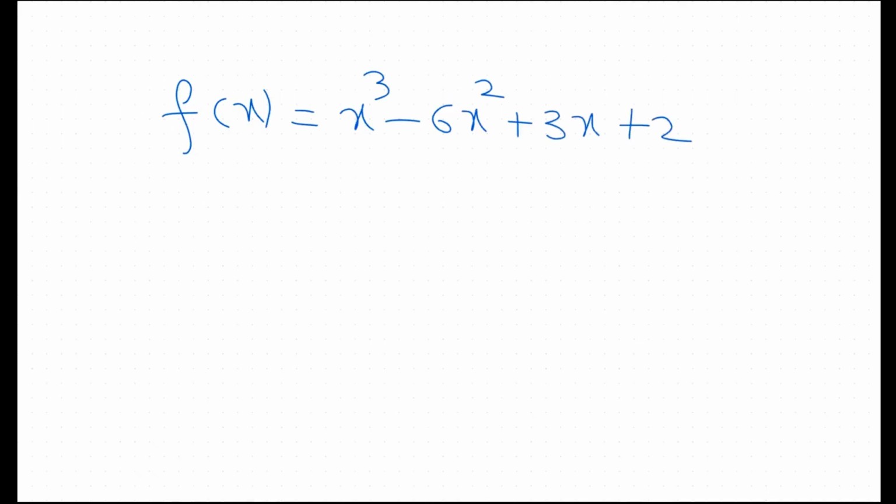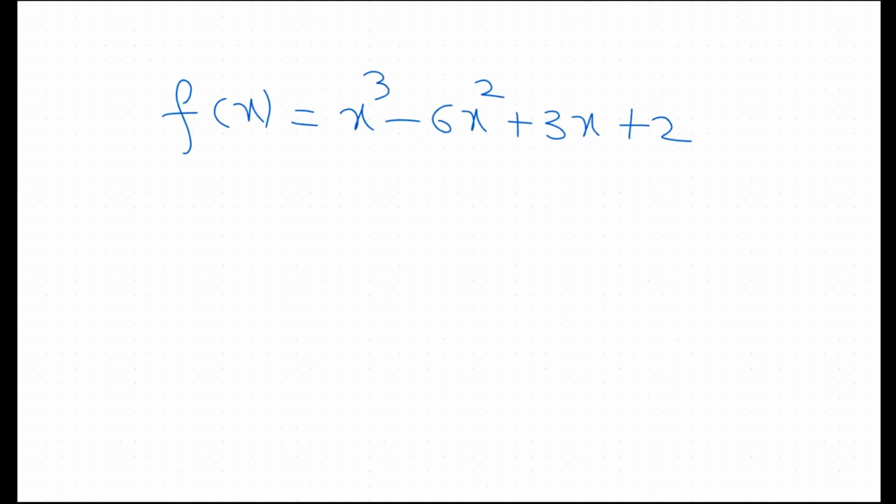f of x is equal to x cube minus 6x square plus 3x plus 2. Tell me. First apply the condition. See, now what is the issue? We don't have the graph, correct? If we have the graph, you can easily tell where it is and what it is doing. Since we don't have the graph, that's why I told you the theory.